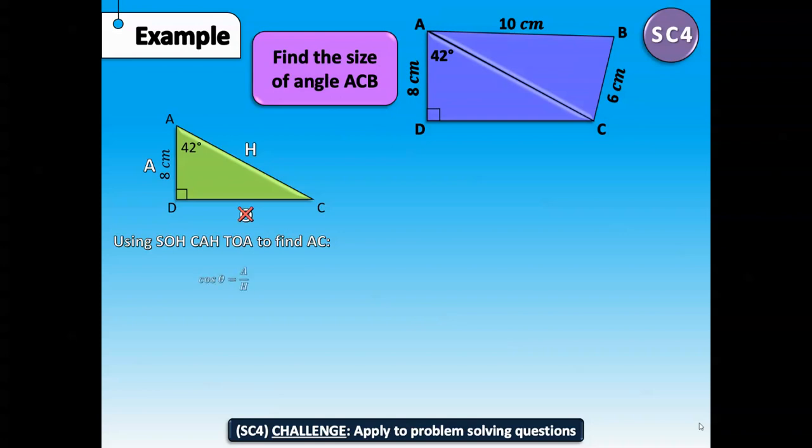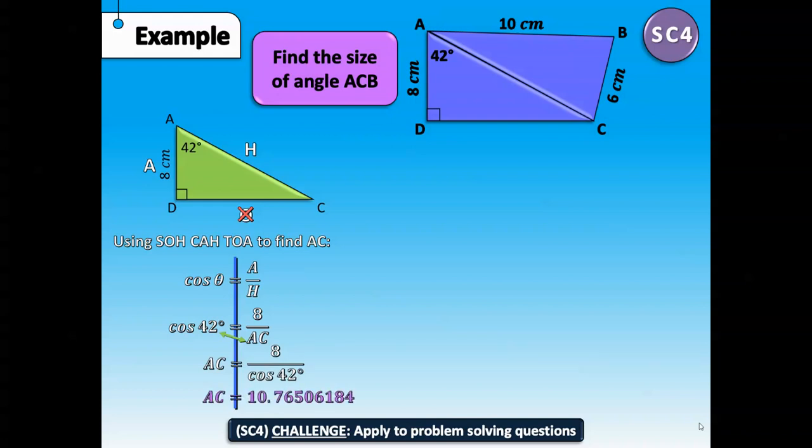I need to use the adjacent and hypotenuse, so that means I use cos. So I've got cos 42 equals 8 over AC. So I can swap around cos 42 and AC because AC is on the bottom of the fraction. So AC will be 8 over cos 42. So AC is 10.8 to 1 decimal place.